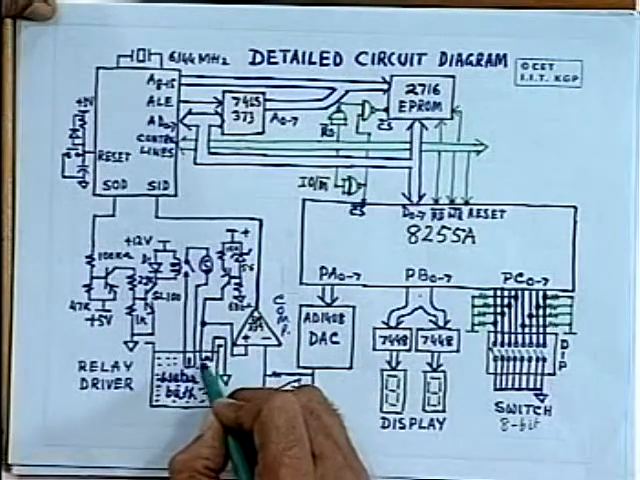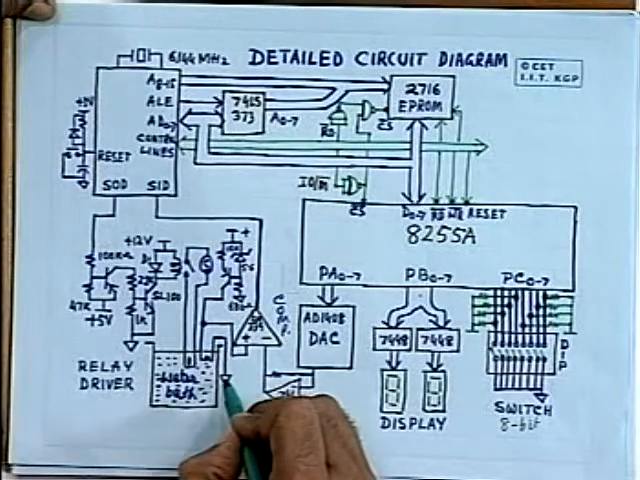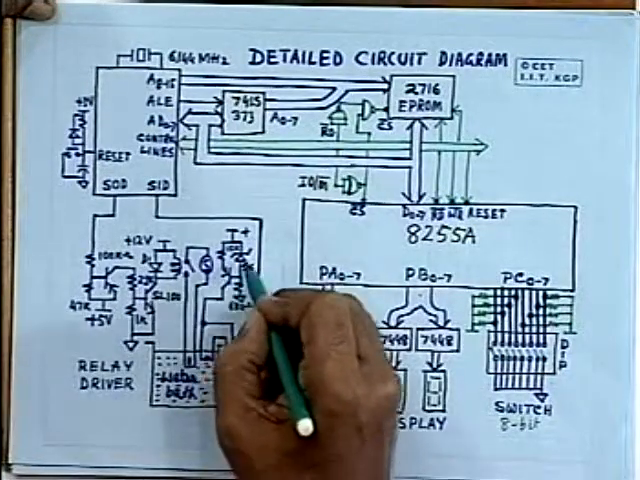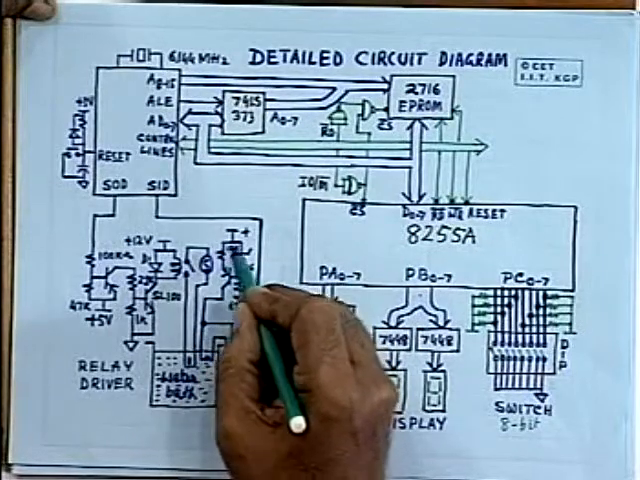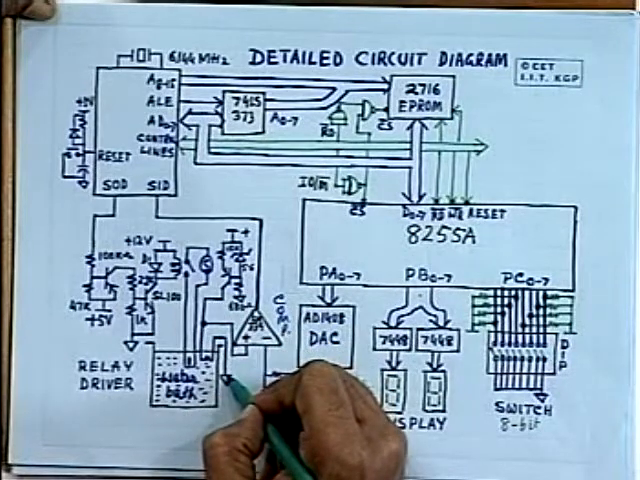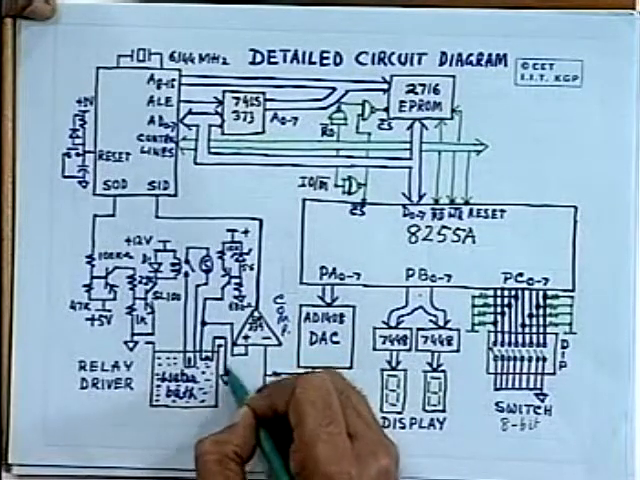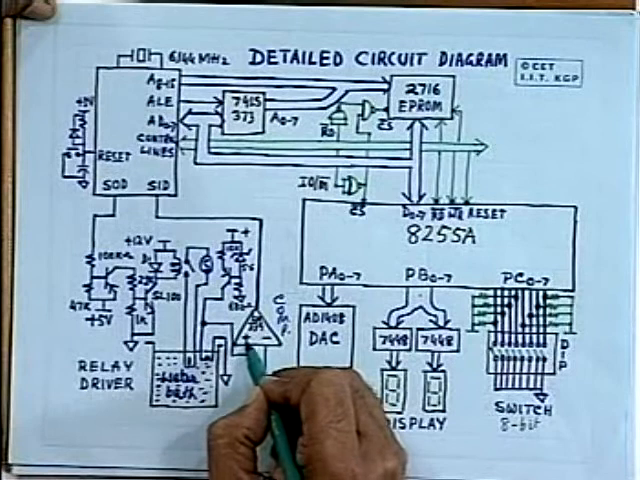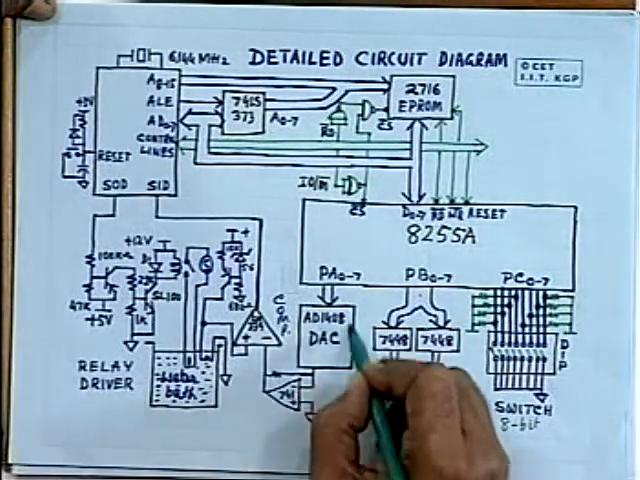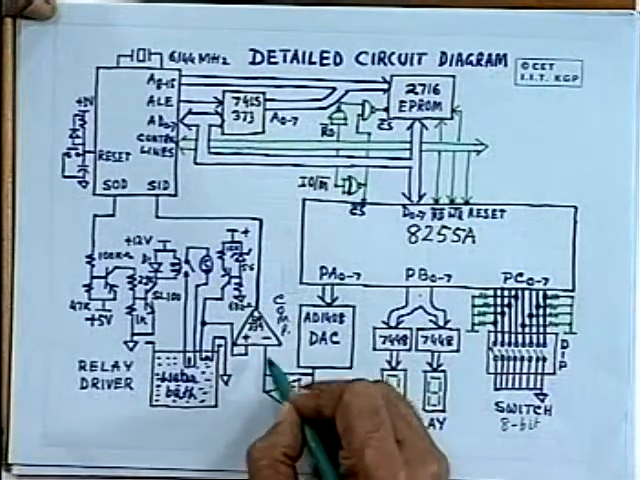Now the thermistor is shown here. One end of the thermistor is grounded and the other end is connected to a constant current source. So whenever the constant current is allowed to pass through the thermistor, voltage is developed across it. That voltage is applied to one input of the comparator, and the other input of the comparator is coming from the output of the digital to analog converter.